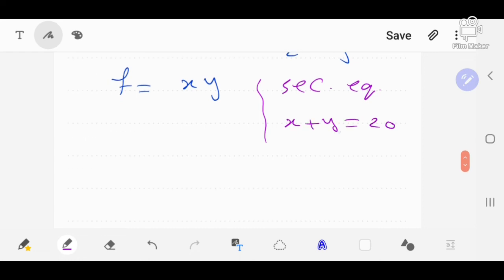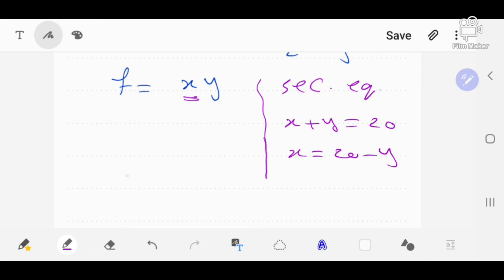I can replace any of them. Let's do it in the opposite way here. Let's do replacing x since we did y in the previous one. Actually, that depends on the shape of the function. In this example and the previous one, replacing x or y doesn't make a difference. But in some cases, let's say we have a power or things like that, we look for the simpler one to be replaced. So let's say x equals 20 minus y.